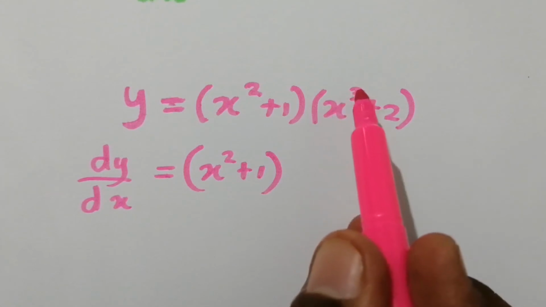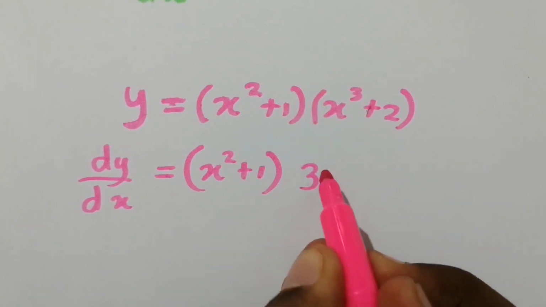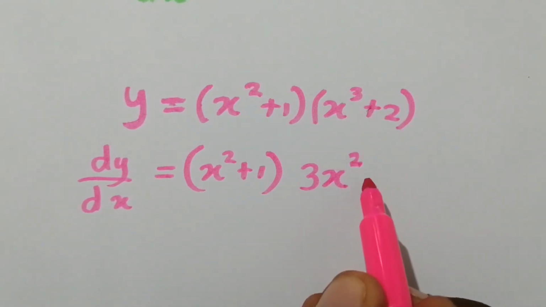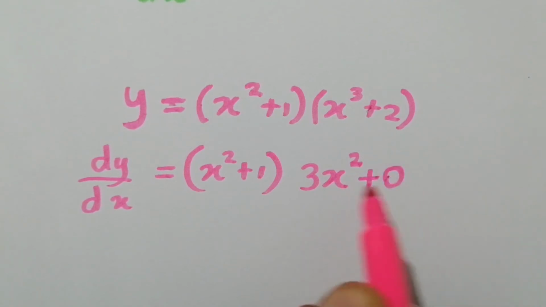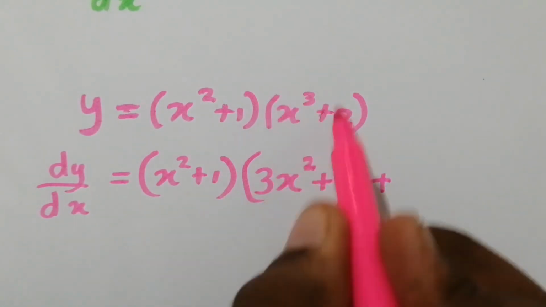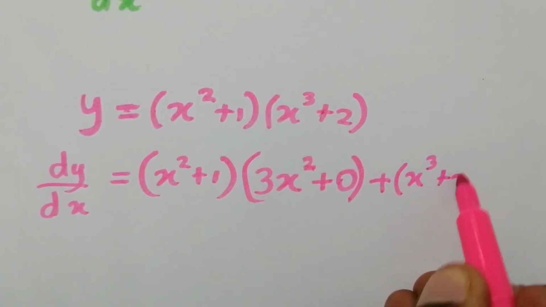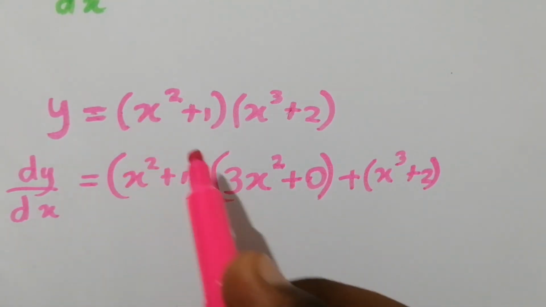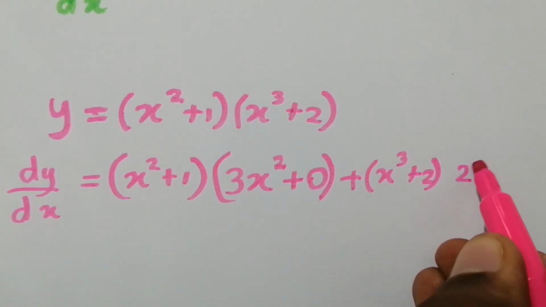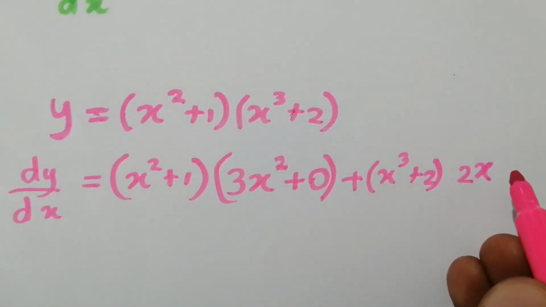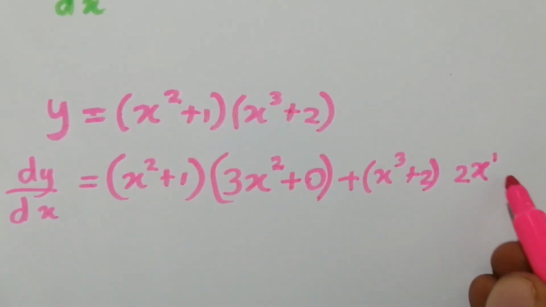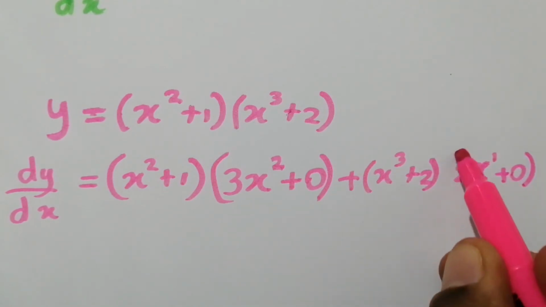Here the derivative of x cube is 3 times x to the power 3 minus 1, that is 3x squared, plus the derivative of the constant, which is 0. I am writing it as plus 0, plus this times (x cube plus 2) times the derivative of this function. The derivative of x squared is 2x to the power 2 minus 1, that is 2x, plus the constant, which is going to be 0.